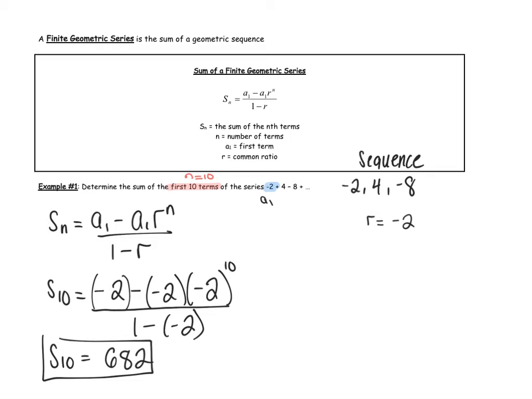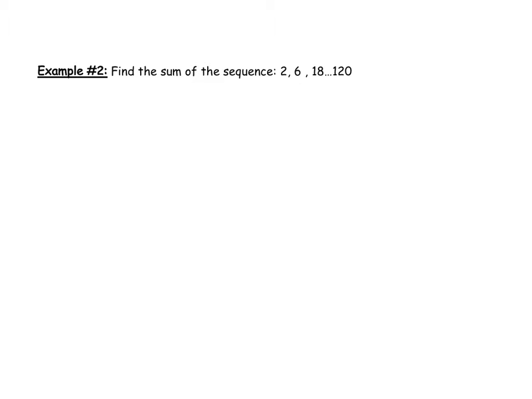All right, let's try another example. Okay, number 2 says, find the sum of this sequence 2, 6, 18, ... all the way up to 120. There is a typo, and 120 is actually not the last term. So we'll just rewrite it completely. I want to find the sum of the sequence 2, 6, 18, ... all the way up to 1,458. So let's start with the formula.